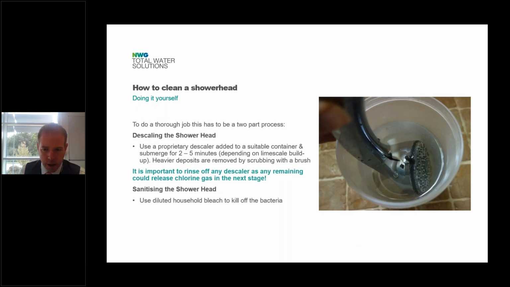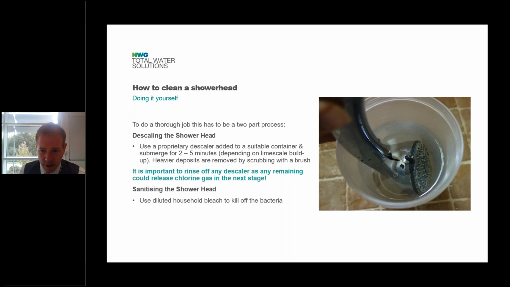It is possible to do it yourself. I've had conversations with people who have done this at home. If you haven't got the proprietary chemical, you can do it by using a descaler. Again, it's a 2-part process, so use a descaler first. You can get these readily available from chemists, used for descaling kettles, but they're suitable for using on shower heads. They're absolutely fine. Plastic container, that's on the right hand side.